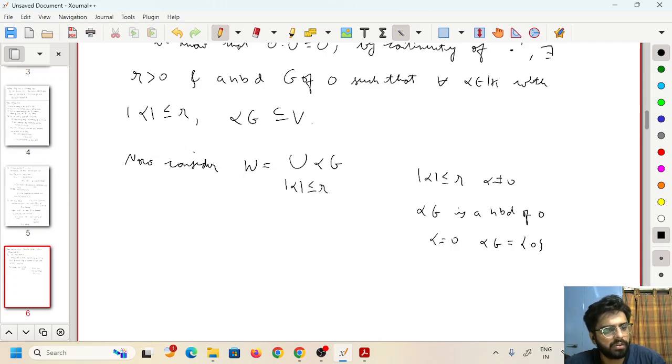So each alpha G is a neighborhood of 0, and 0 already belongs to alpha G. So we get that W is a union of alpha G, and W is open. Right? It's open because it's a union of open sets, except when alpha is 0, and that doesn't matter because 0 already belongs to each of the other alpha G's, right? So W is an open set containing 0.